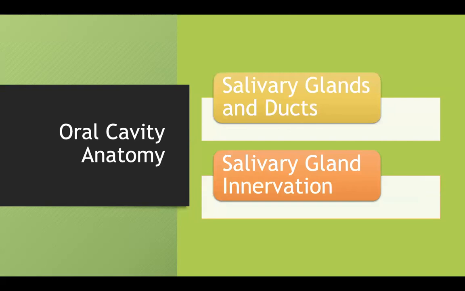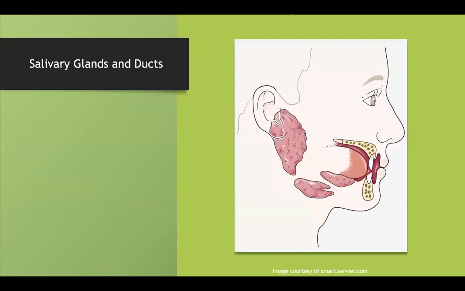So let's go with anatomy first. We have our salivary glands and ducts. There's three glands you need to know about in the oral cavity. There's the parotid gland, which is the largest gland, and I've highlighted it to the right. Your submandibular gland is at the angle of the jaw right here, and your sublingual gland is below the mouth.